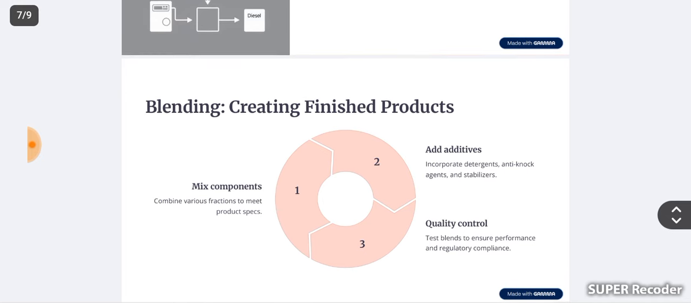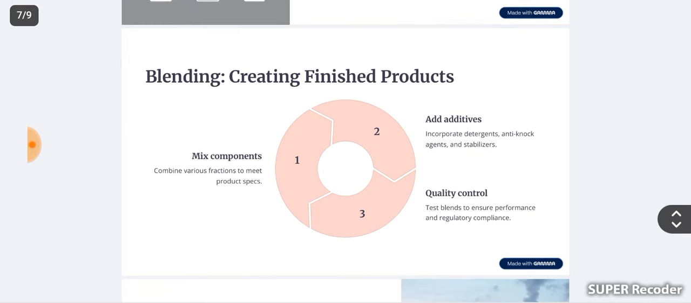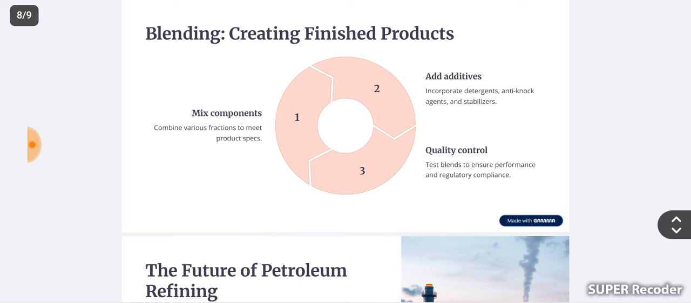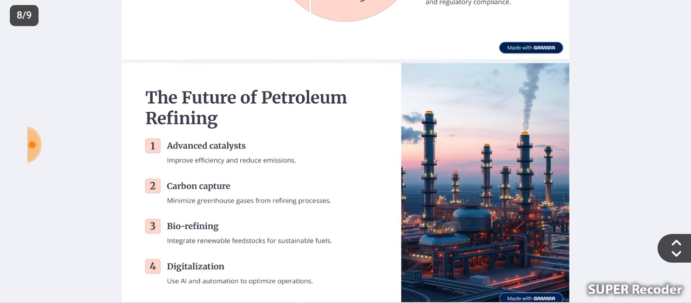And next is blending, creating the finished product. We do it in three ways. Blending components: combine various fractions to meet product specifications. Adding additives: incorporate detergents, anti-knock agents, and stabilizers. And quality control, with testing to ensure performance and regulatory compliance.